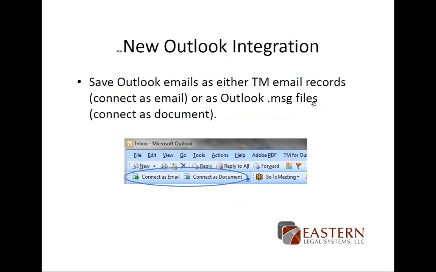And finally, the new Outlook integration. Two quick things I'll show you here, and then we're going to be done. One is that you now have a choice when you connect an email to Time Matters of saving it either as an email record or as a document record. Email means that it would be saved just like you've always been doing. And if you choose Connect as a document, it will be saved as an Outlook.msg file.